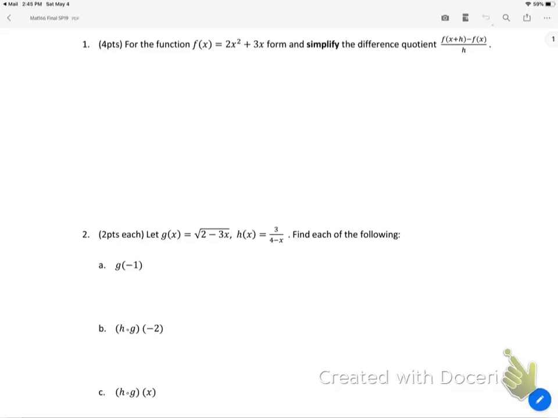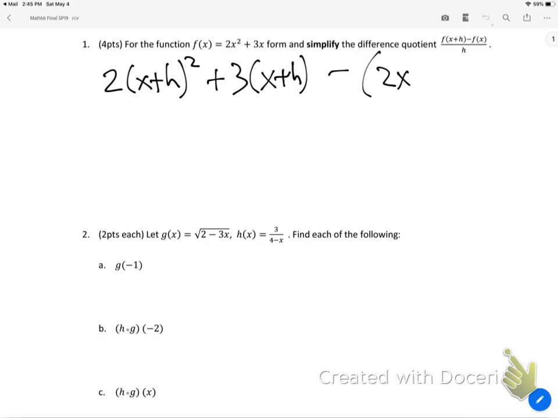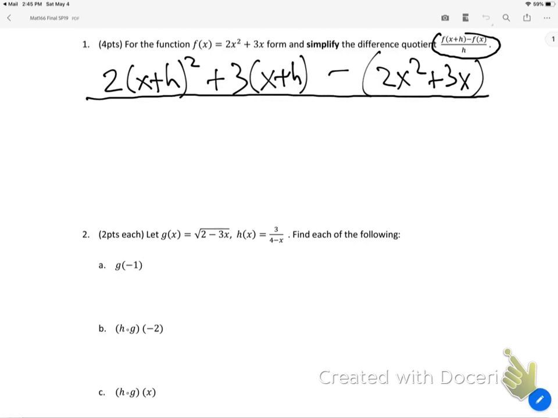Okay, the difference quotient. So we are going to replace the x with x plus h. Okay, that's squared. 3, we're going to replace the x with x plus h. Then we're going to subtract the original 2x squared plus 3x. That is what that is saying right there. And it's all over h. I'll leave that for later.